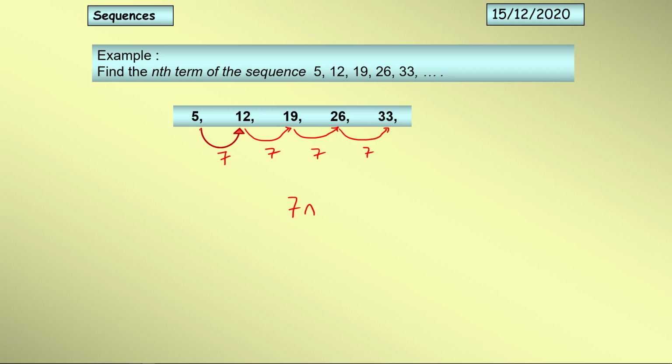But we go back 7. What's 5 take away 7 give me? 5 take away 7 is minus 2. So it's going to be 7n, and we take that minus 2 and put it there, and that's our nth term.